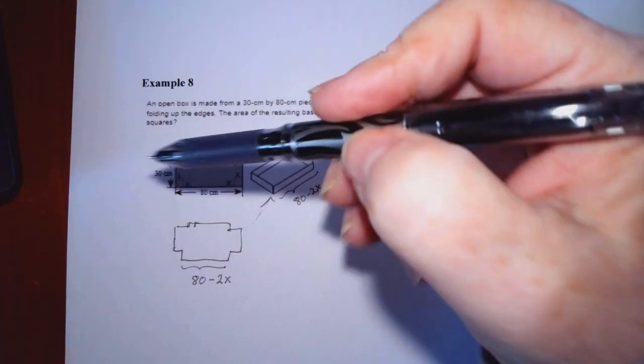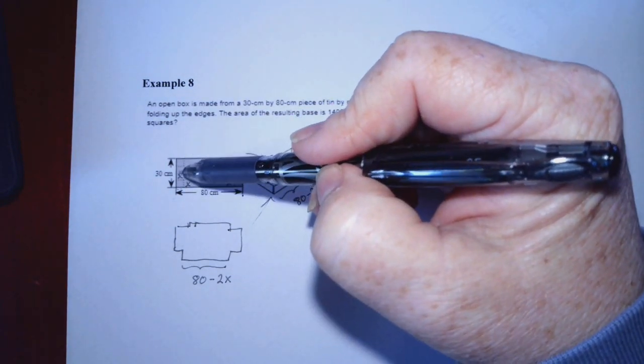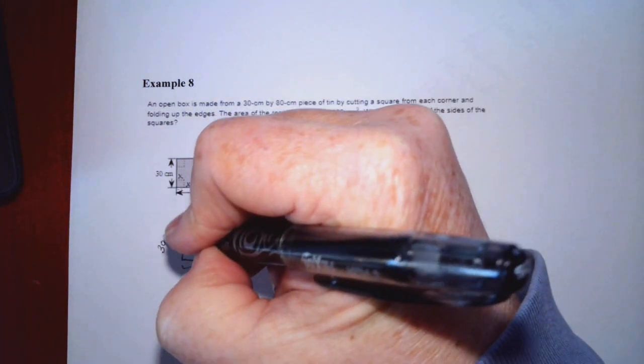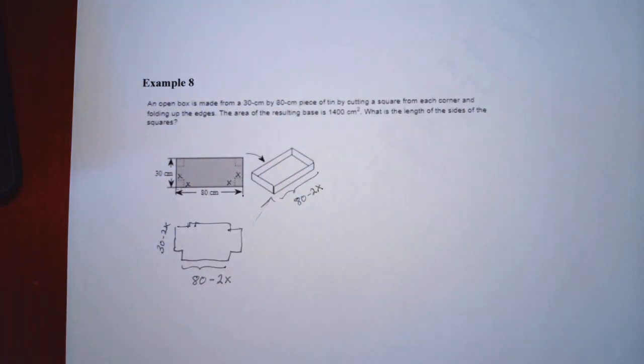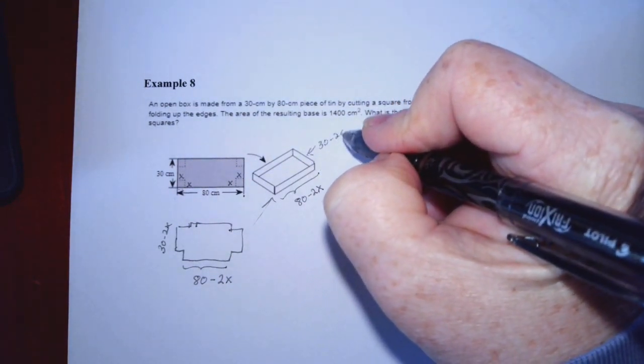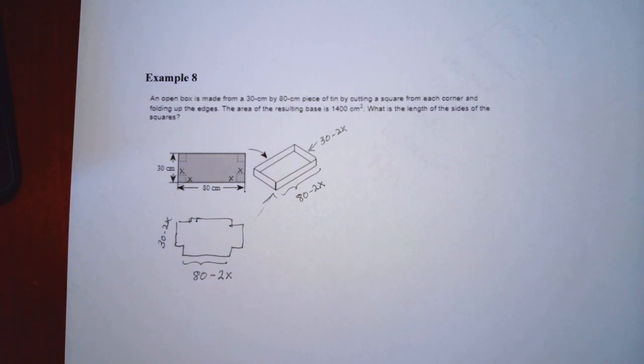Okay, now here I started out with 30 centimeters and I cut x off this side and I cut x off this side. So this would be 30 minus 2x, that's going to be the width of that side of the box.